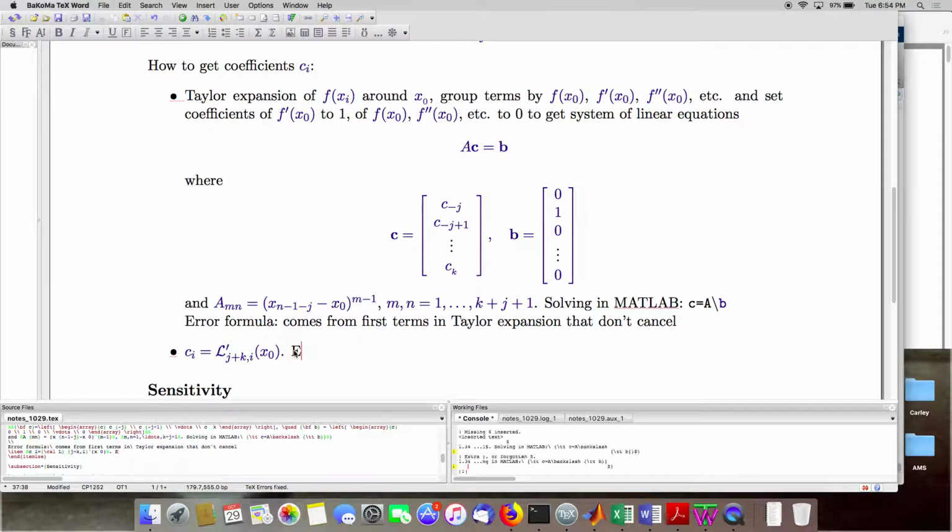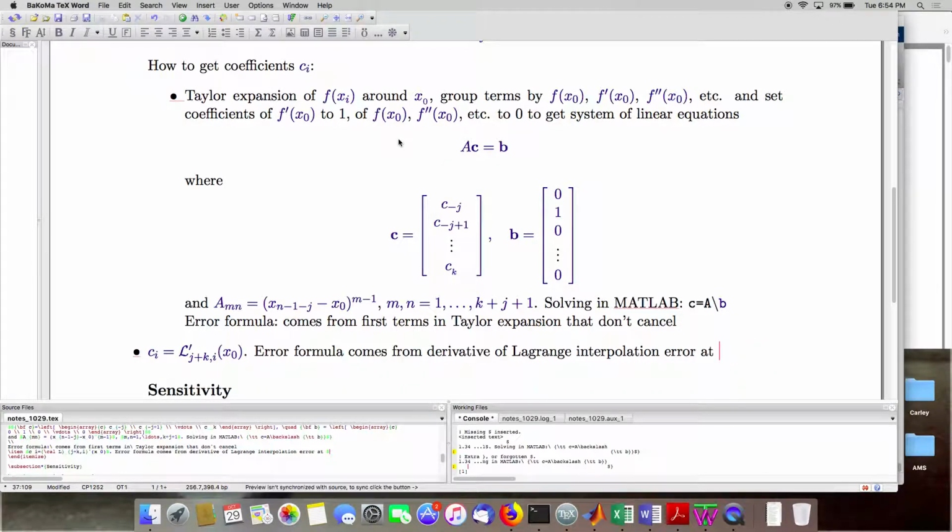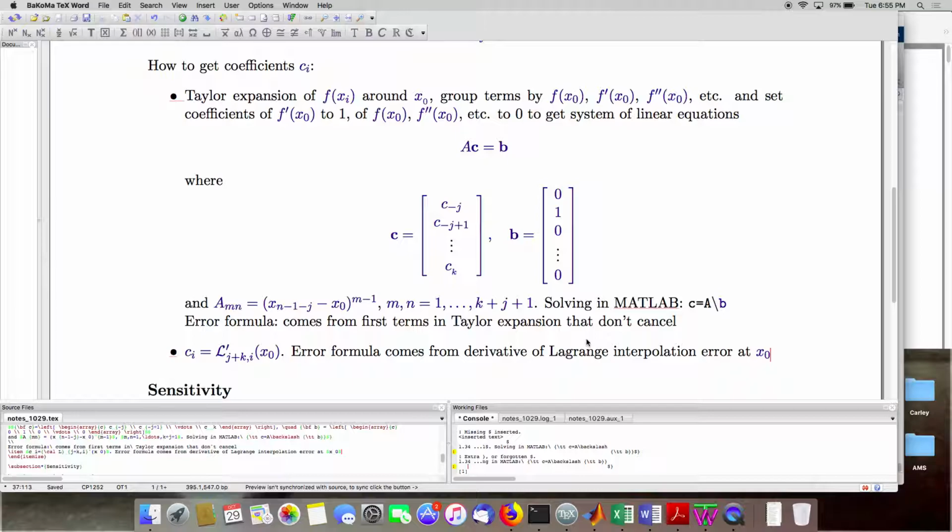The error term comes from the derivative of the Lagrange interpolation error at x naught. So in other words, the error to derivative is the derivative of the error. But this formula is actually given in the text. Okay. It's something you work with in one of the problems.